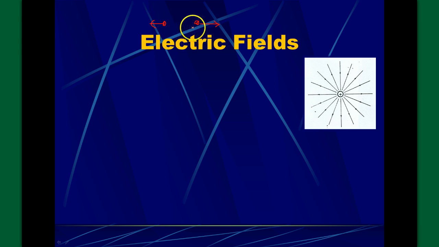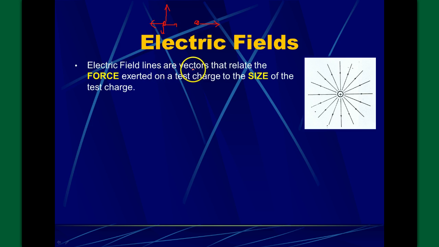We get that. But what's different is that we can take one charge by itself and understand that there's a three-dimensional force field that goes on all around this charge, because you can place any positive charge anywhere around this and it's going to repel in a direction that's straight away from that charge. And so an electric field line is a vector that relates the force exerted on a test charge to the size of the test charge.